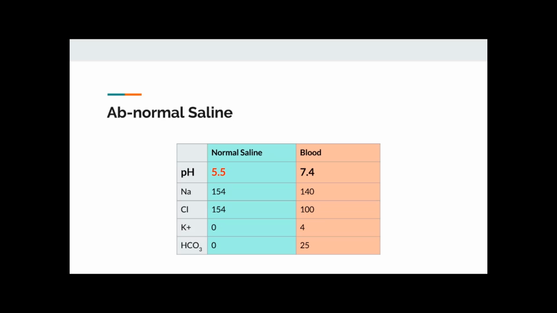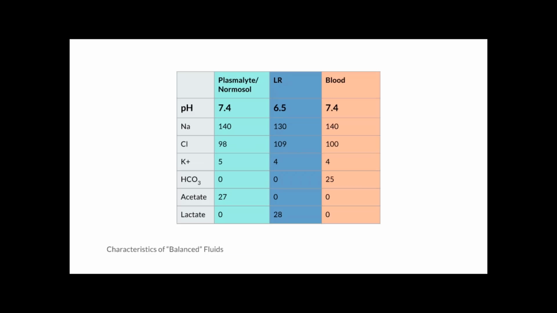So when I give somebody 5-6 liters of normal saline, whether they're septic, DKA, whatever it is, I actually precipitate what's called a hyperchloremic metabolic acidosis. Right, so it's a non-anion gap, hyperchloremic metabolic acidosis, which I'm sure you guys are going to learn about as well. He did that. Perfect. And so normal saline really should be called abnormal saline. It's not physiologic. So we have a bunch of these other fluids which we can use.